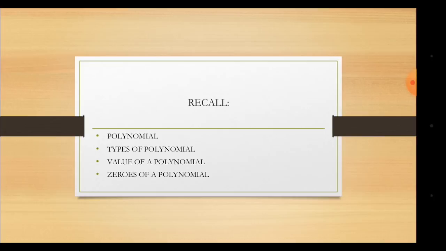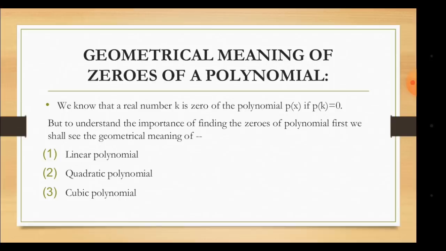Now move to today's topic, geometrical meaning of zeros of polynomial. So you know that a real number k is a zero of polynomial p(x) if p(k) = 0. You have seen this definition of zero of polynomial. But to understand the importance of finding the zero of polynomial, first we shall see the geometrical meaning of linear polynomial, quadratic polynomial and cubic polynomial.